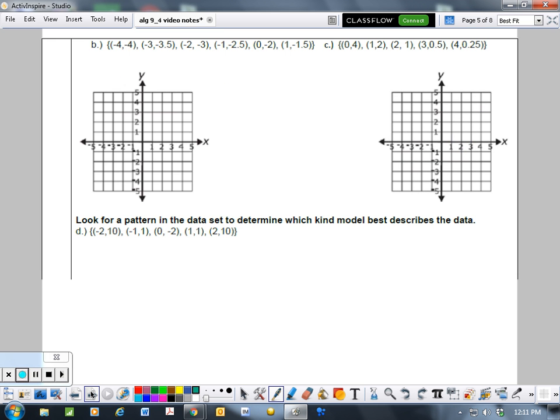Okay, so now we move to the next one. We're going to graph (-4, -4), (-3, -3.5), (-2, -3), (-1, -2.5), (0, -2), and (1, -1.5). Looks pretty consistent, looks pretty linear, so I would say this is a linear.